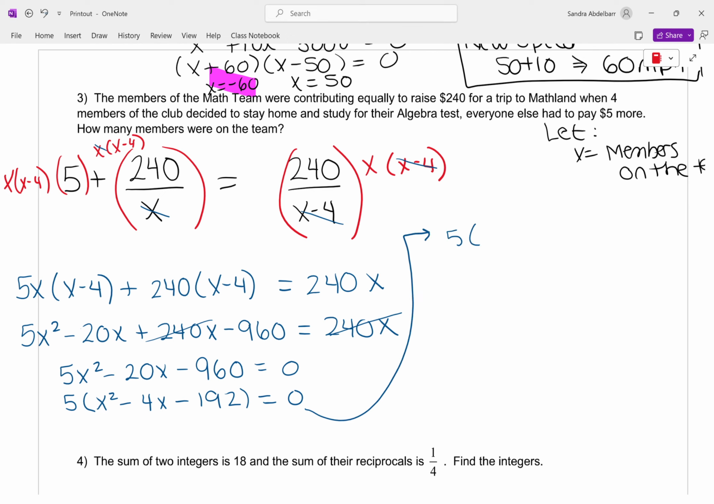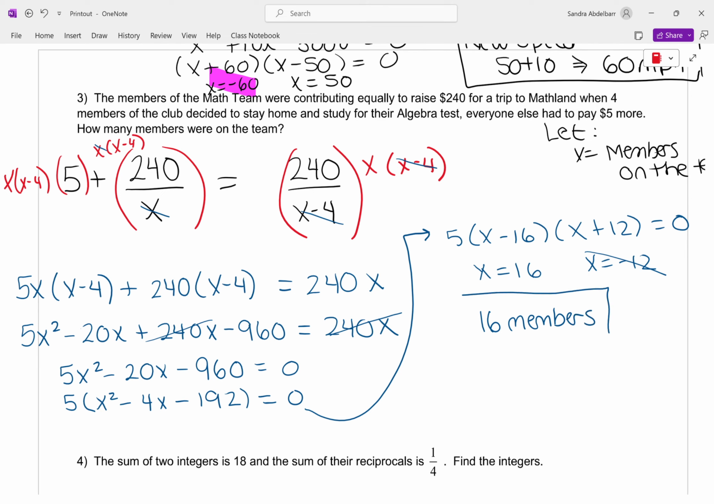And bring it up here. So now we factor. We're going to get x minus 16 and x plus 12. And we're going to get x equals 16 or x equals negative 12. Can we have negative 12 members in a club? No, you cannot have negative 12 members in a club, so for that reason, I am rejecting the negative 12. So it was asking how many members were on the team, so you tell me how many members were on the team. 16 members. If I asked how many members went on the trip, what number would that be? 12. Very good.